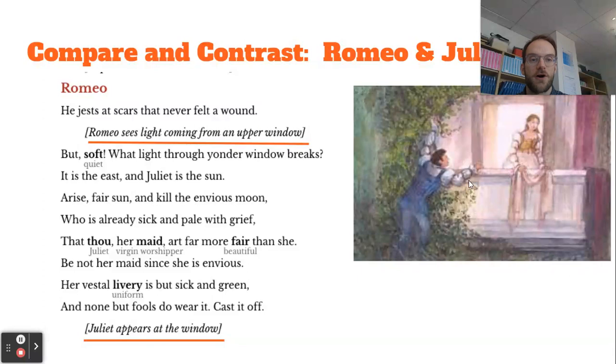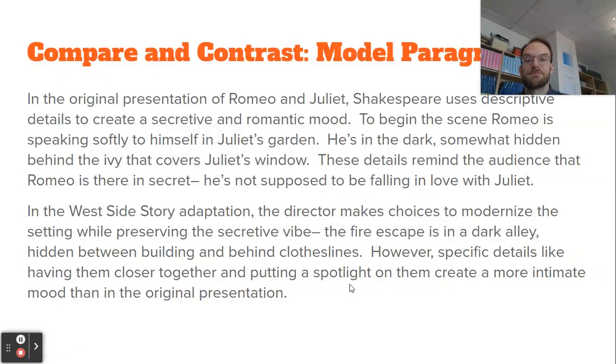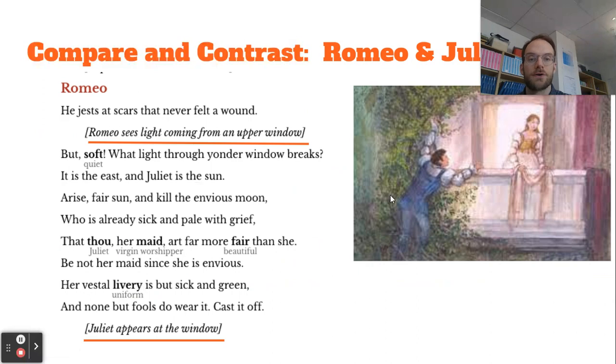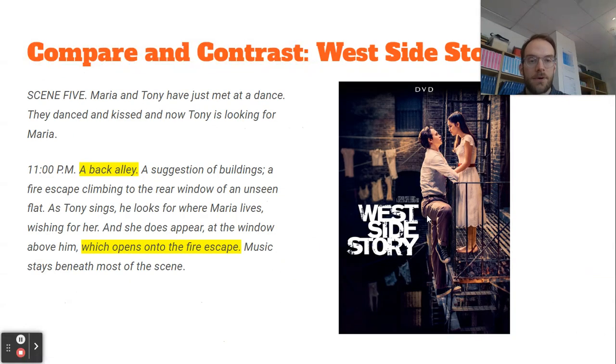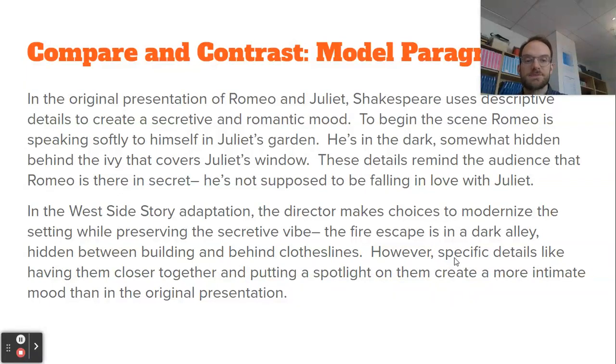so like they're kind of far here compared to this, and specific details like putting a spotlight on them. So Romeo here is mostly in shadow, but in this one, they're both under this spotlight. And what that does, specific details like having them closer together and putting a spotlight on them create a more intimate mood than the original presentation.